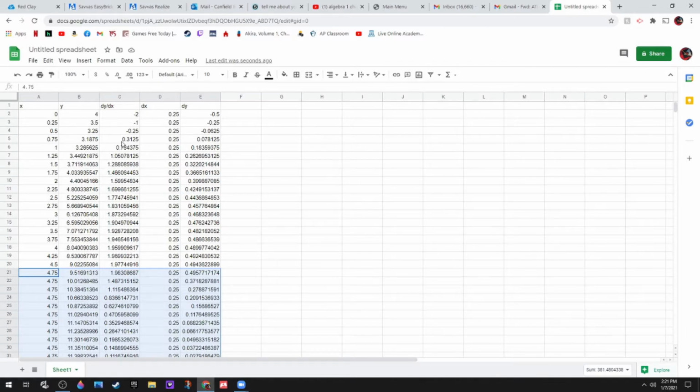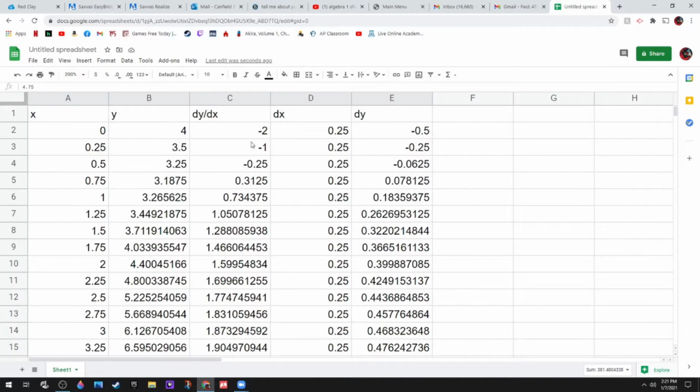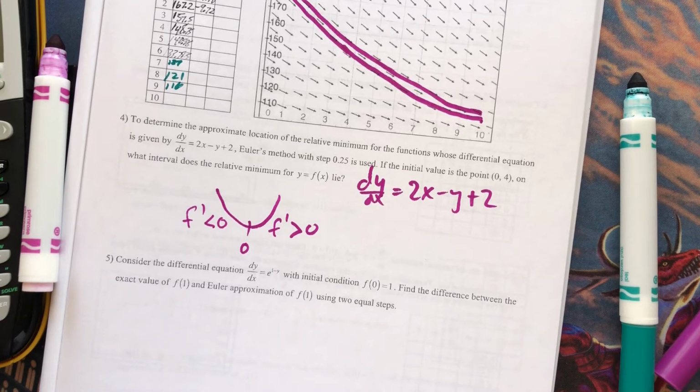But the important part to this question was, it was asking where a relative minimum could occur. A relative minimum can occur when our slope changes from negative to positive. So I'm looking at dy dx. I see negative slope, negative slope, negative slope, positive slope. That means somewhere between 0.5 and 0.75, we have a negative slope changing to a positive slope. That means there's a zero slope somewhere in here, so we have a relative minimum somewhere on this interval.